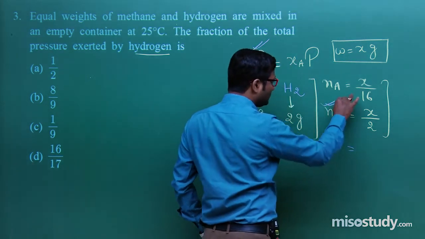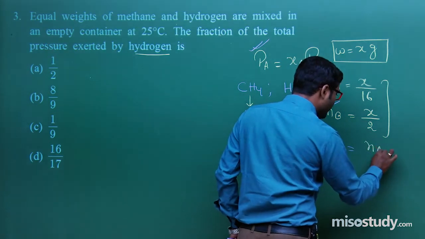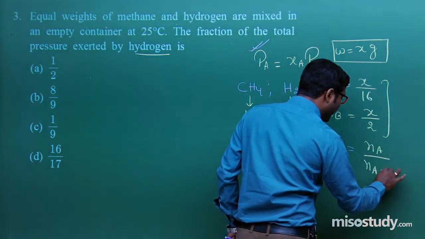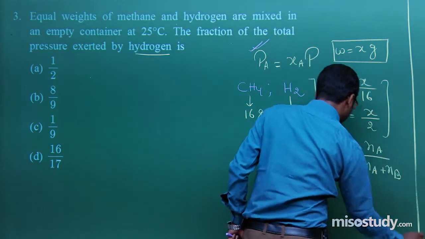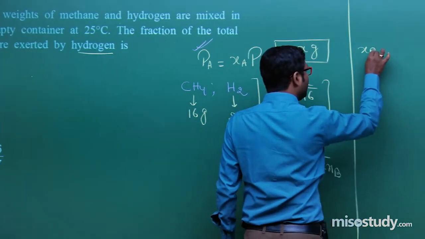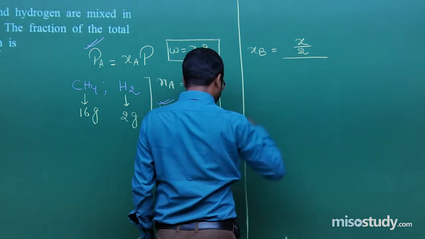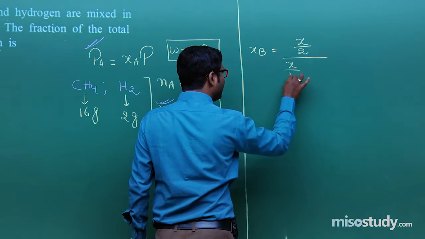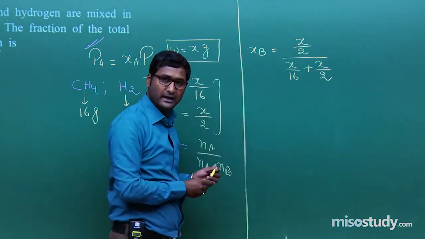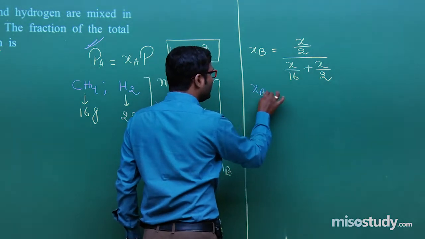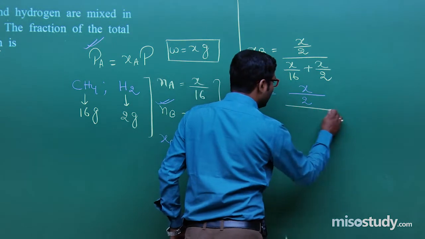I am talking about the mole fraction of hydrogen. Xb is equal to Nb upon Na plus Nb. Clear to you, friend? Now what will happen? Check it out. Xb is equal to, Nb is equal to X by 2 and Na is equal to X by 16, plus X by 2. Clear? Now Xb is equal to X by 2 upon, what is the LCM?